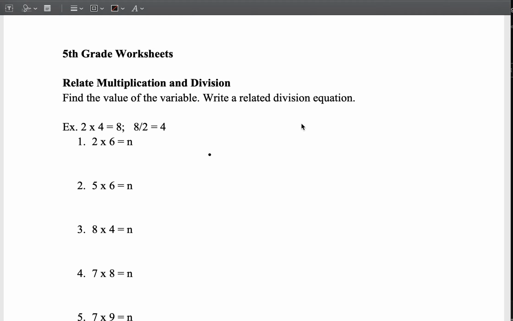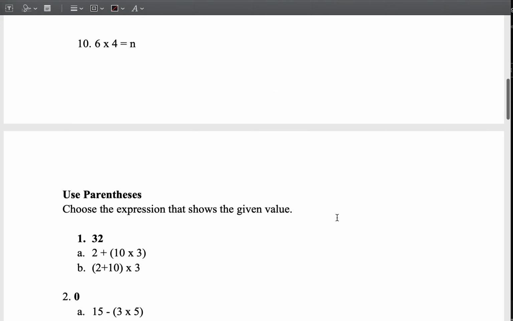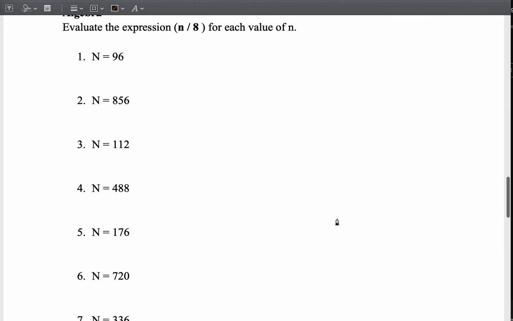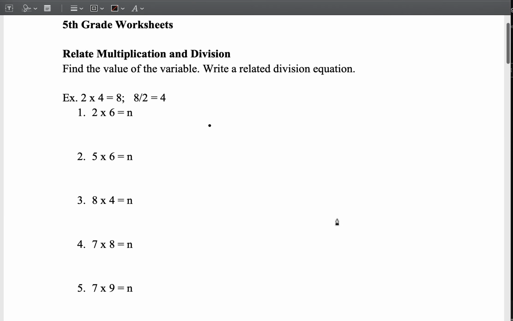Lesson 9 of our 5th grade worksheets. Today we're going to be going over 4 different topics relating to multiplication, division, using parentheses, algebra, and order of operations. So let's start with the first question. It says, find the value of the variable and write a related division equation.